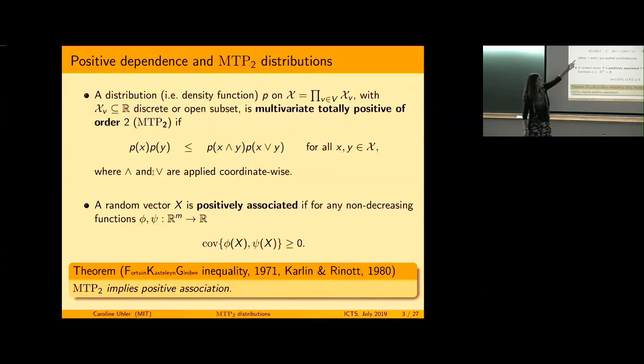is because MTP2 implies positive association. Okay, so it's the strongest, and it in fact implies all known positive dependence properties. But this is really why it was introduced, right? This is very hard to check.